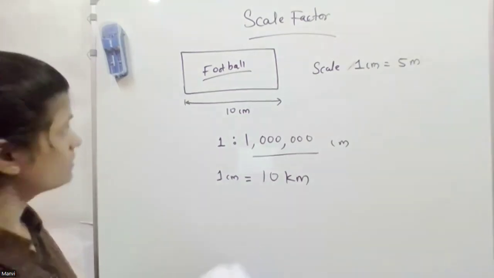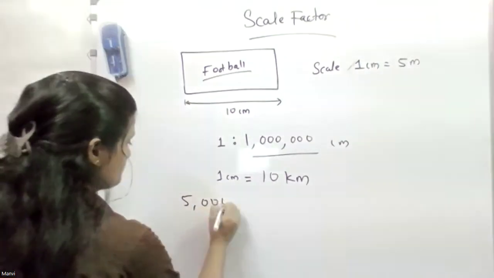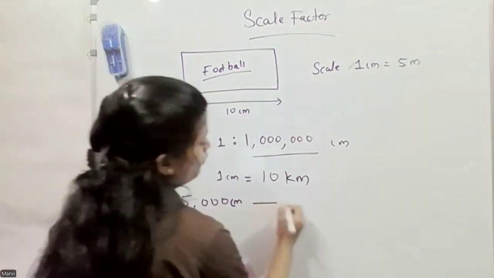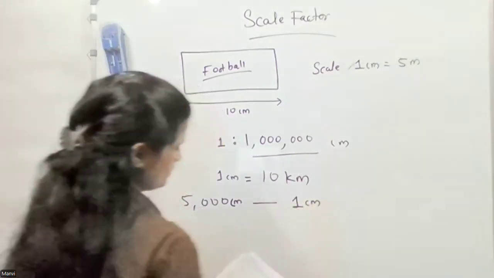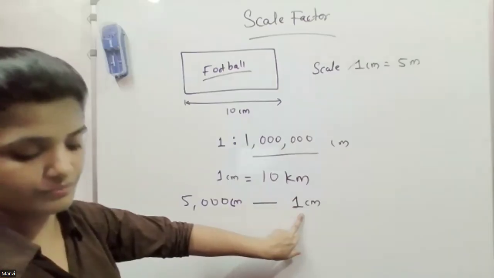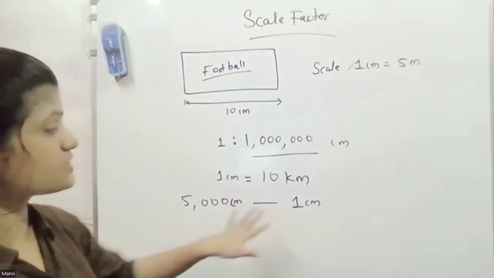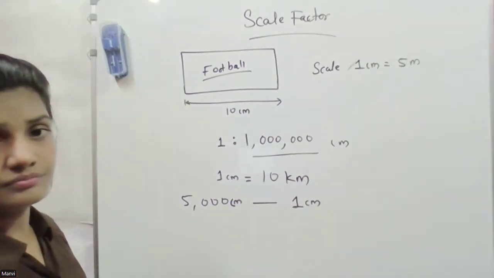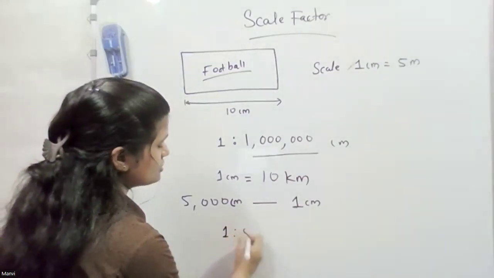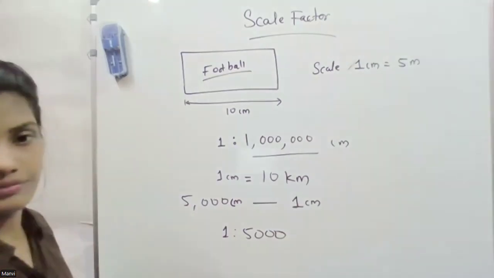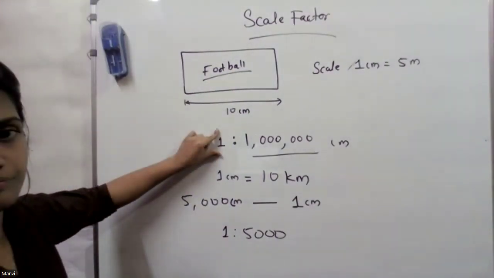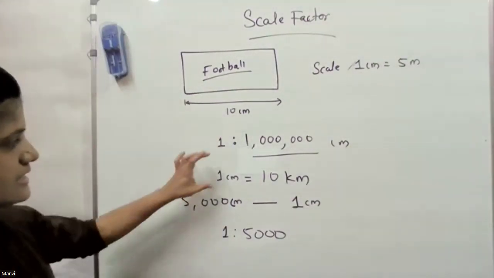Say it states that 5,000 centimeters represent 1 centimeter on the map. What scale are we using here? The scale will be 1 ratio 5,000, where this is the actual length. We always try to write the small length first whenever we are using this scaling. So the scale is this.